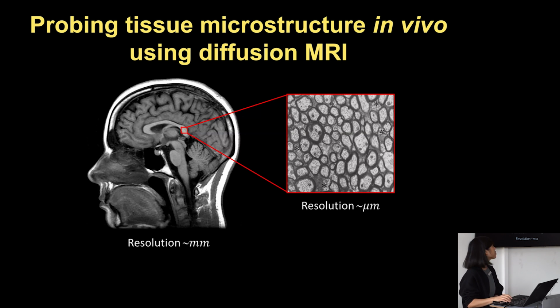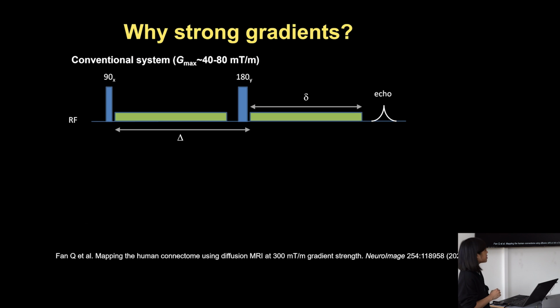Now, to get this kind of information, we need strong gradient systems. So why do we need strong gradients to get microscopic information with diffusion? Well, on a conventional MRI scanner, in order to achieve strong diffusion weighting, essentially to sensitize your measurements to very small displacements by diffusion, we need to play out the diffusion encoding gradients for a long period of time. This limits the minimum diffusion time and also pushes out the measurement to long echo times, which along the way diminishes signal to noise ratio simply by T2 relaxation.